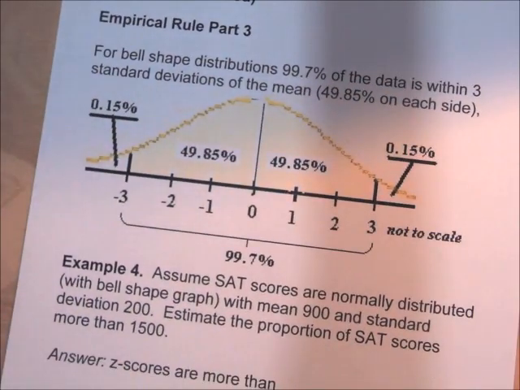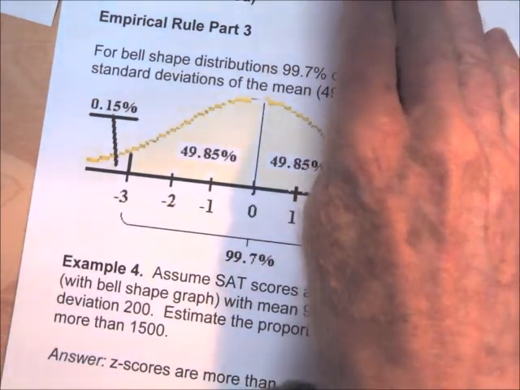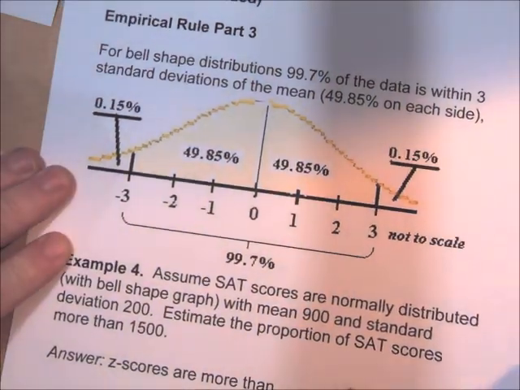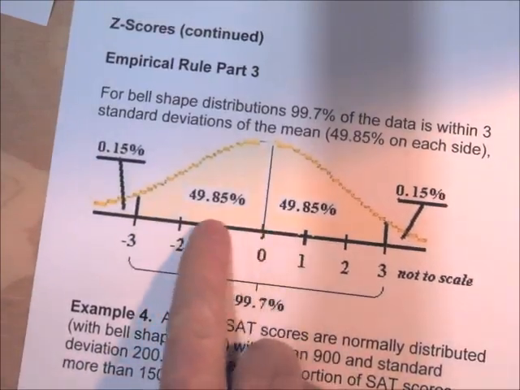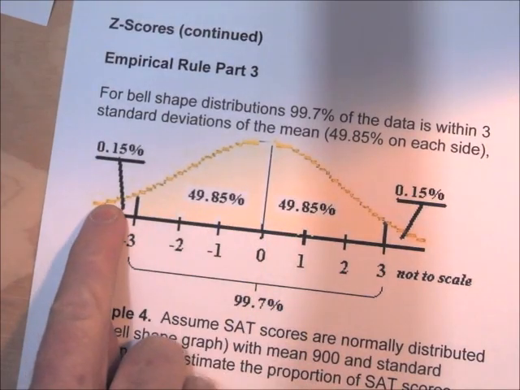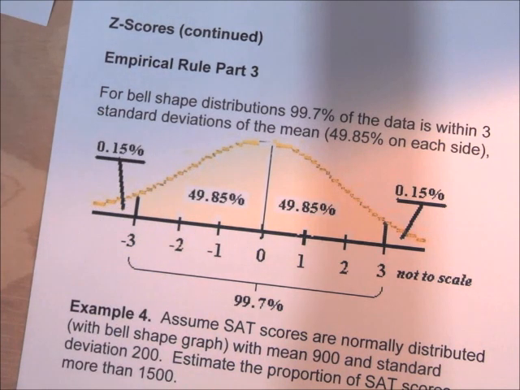Empirical Rule Part 3. 99.7% of the z-scores are between -3 and 3. That's 49.85% on each side of the mean. That leaves 0.15% on each tail. Example 4, assume SAT scores are normally distributed with a bell-shaped graph with mean 900, standard deviation 200. Estimate the proportion of SAT scores that are more than 1500.